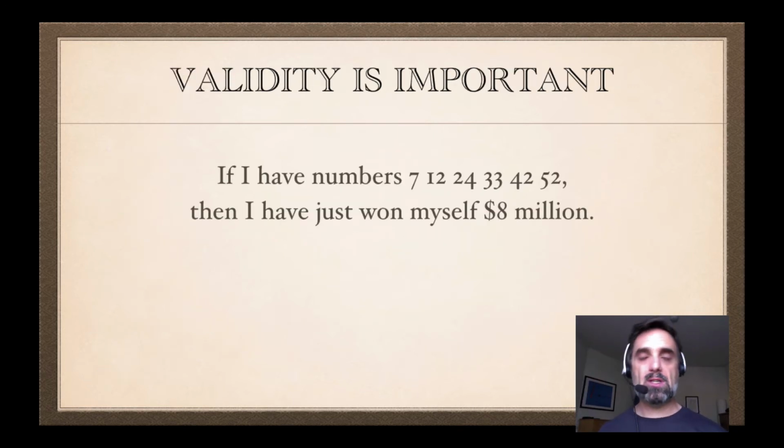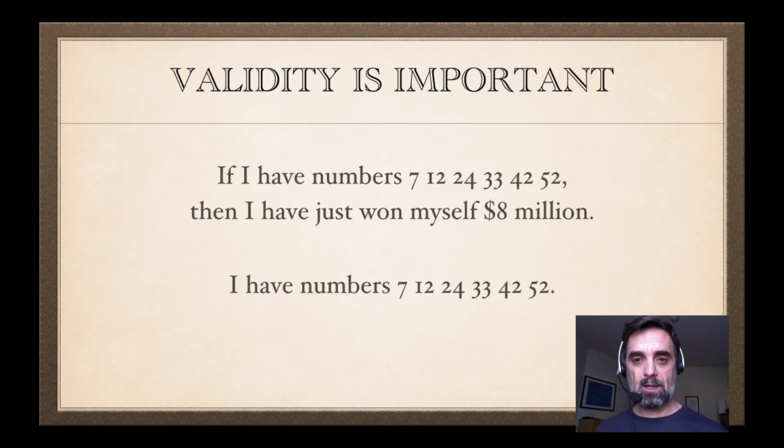Suppose that you were sitting watching TV, and why you would be watching TV now, I don't know, but suppose you were, and the lottery announcement comes up, and the announcer says, numbers 7, 12, 24, 33, 42, 52 have won the lottery, and it's an $8 million lottery. And so you think to yourself, well, if I have those numbers, then I have just won myself $8 million. And you look down, there's your lottery ticket you're holding, and you see, oh, indeed, I do have numbers 7, 12, 24, 33, 42, 52. Well, have you won the lottery?